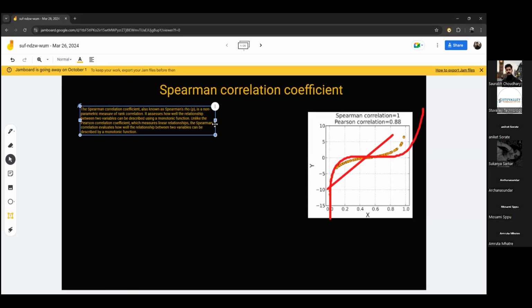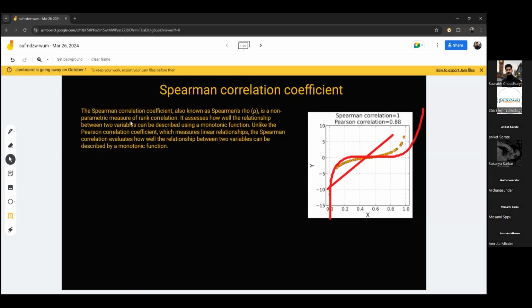Spearman correlation, known as Spearman rho, is a non-parametric measure of rank correlation. It's written for linear relationships. Pearson is best, but for the non-linear, we have to do Spearman.